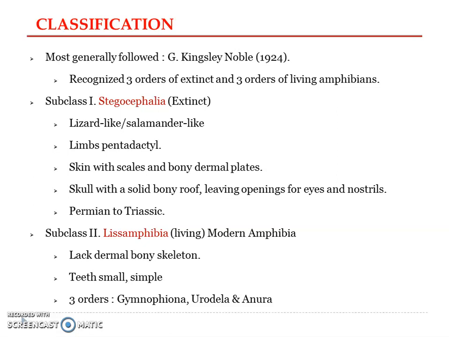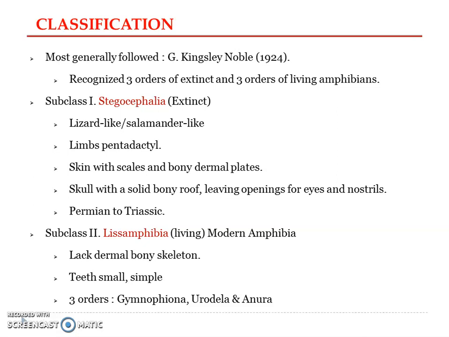are grouped in another subclass. Here we have the classification proposed by G. Kingsley Noble in 1924, who classified class Amphibia into 6 orders, 3 orders of extinct and 3 orders of living forms. The extinct orders have been put together in a single subclass, the subclass Stegocephalia, and all the living forms have been grouped under subclass Lysamphibia. It is considered to be modern amphibia.